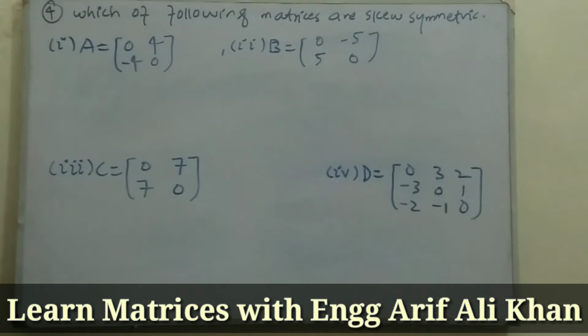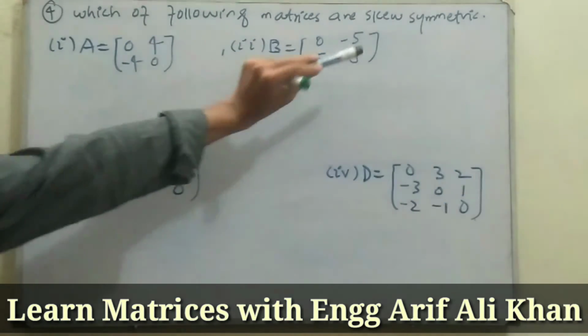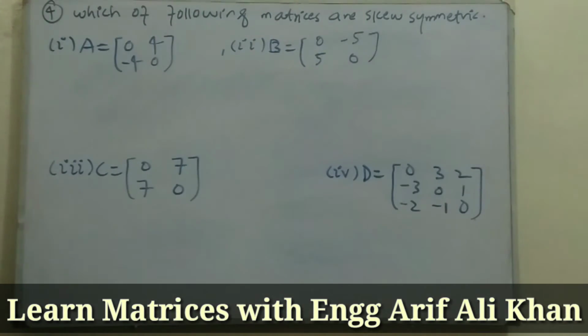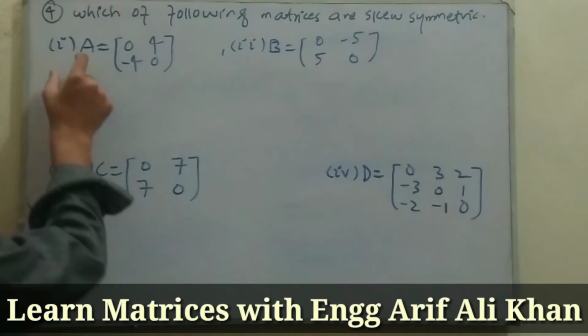Move to question number 4 and the last question of exercise number 1.2 related with the chapter matrices and determinant. This asks which one of the following matrices are skew symmetric matrices. Skew symmetric matrices are those matrices in which the transpose of the matrix is equal to the negative times the original matrix. So now let's start with part 1.